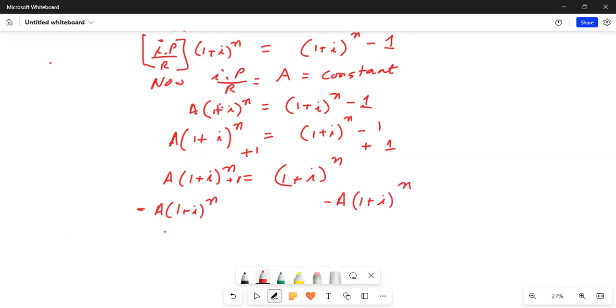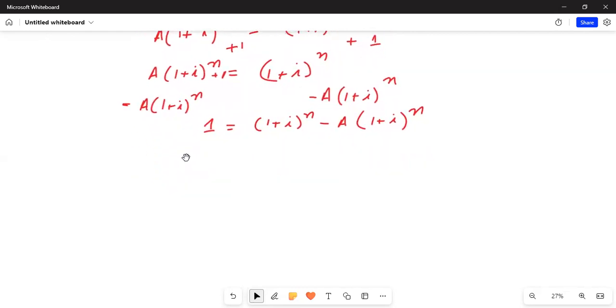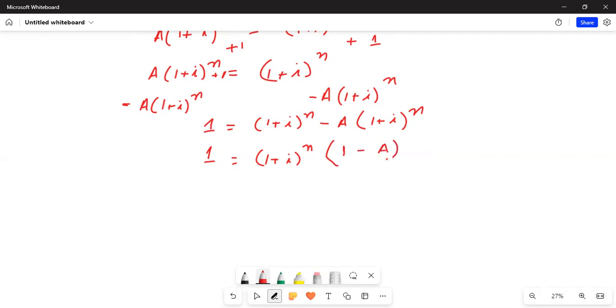So what do I have finally? I have 1 is equal to (1 plus i) to the power of n minus a times (1 plus i) to the power of n. Now on the right hand side of the equation, I can take (1 plus i) to the power of n as a common term, and inside the parentheses I will have 1 minus a.